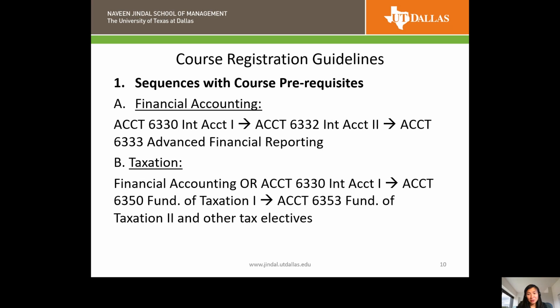Something else that may help is that regardless of which track you pick, you want to follow sequencing for the following areas. So financial accounting, tax, and audit. Number 1, before you take intermediate 1, then you can take intermediate 2, then advanced financial reporting. For tax, typically a financial accounting principles class is sufficient, or intermediate 1 before you can take tax 1, then tax 2, and then other tax electives.